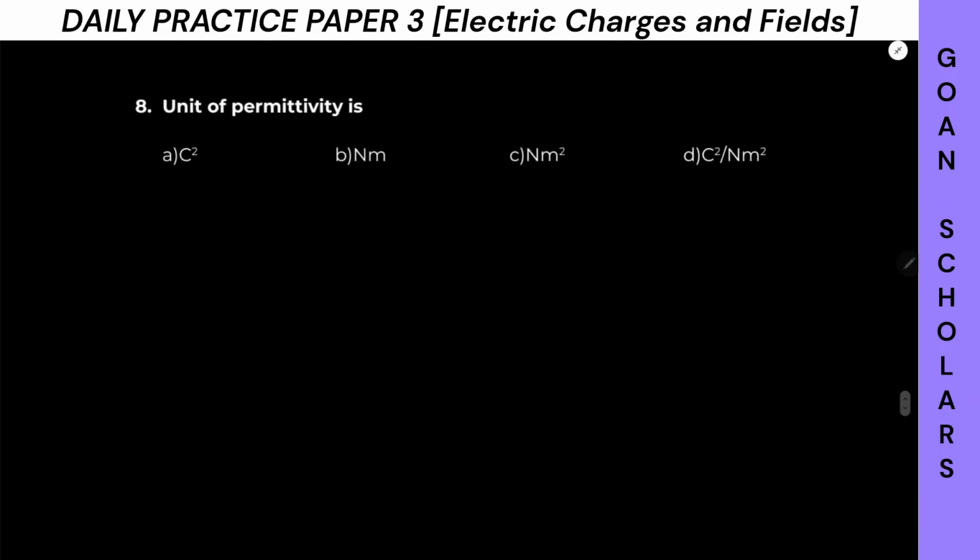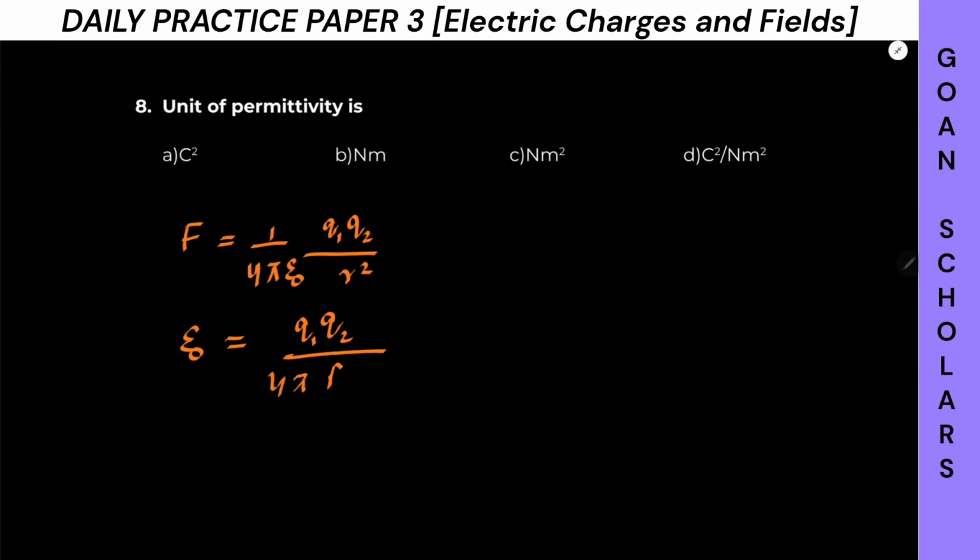Question number 8 says, what is the unit of permittivity? Now let's recall what is permittivity, because we are still using it as K. Now we will write K is nothing but 1 by 4 pi epsilon naught. Okay. Q1 Q2 by R square, that is our Coulomb's law. Epsilon naught is permittivity. So let's take epsilon naught on the left hand side. It will become Q1 Q2 upon 4 pi F R square.